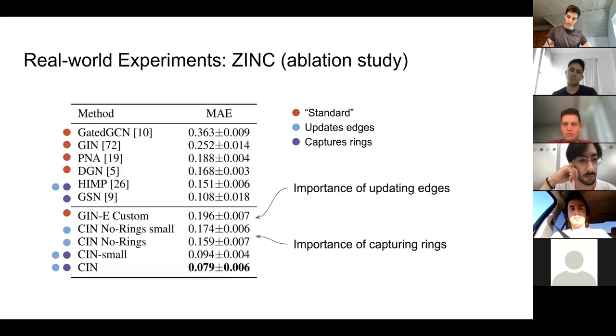In order to confirm this hypothesis, we also implemented another method, which we call GINE custom. We took the same CIN no-rings model, but we replaced our convolutional layers with convolutional layers in the form of GINE. Probably many of you are familiar with this; it's basically a GIN layer in which we also additionally include edge features. And again, we got a drop in performance. So this at least partially confirmed our hypothesis that modeling and updating edges, and using edges in the readout phase, might also be important in general.